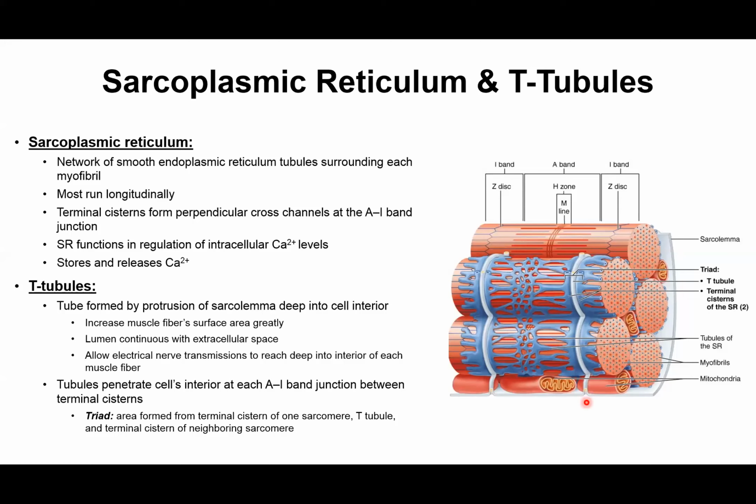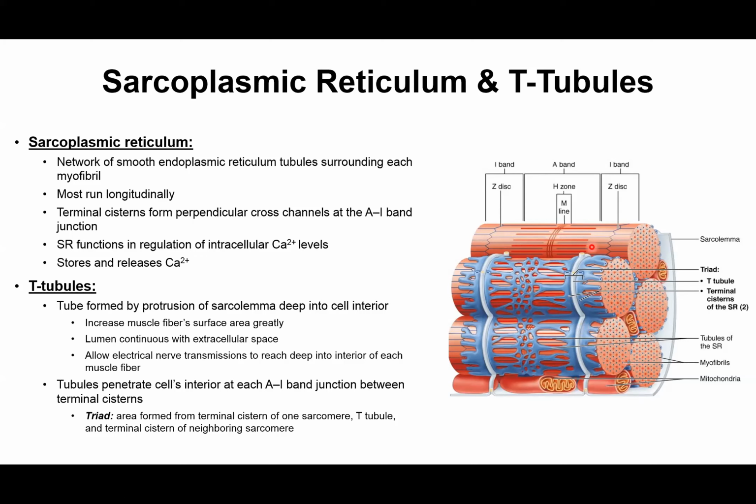At the end, you'll have what we call cisterns, which are basically going to form perpendicular cross channels across the A and the I bands, at the junction, I should say, of the A and the I band. The sarcoplasmic reticulum's whole job in life is to regulate how much calcium is inside of a muscle fiber. It also stores and releases calcium. This is going to be very important as we move forward in this discussion, and you'll understand why in a little bit when I start talking more about calcium.